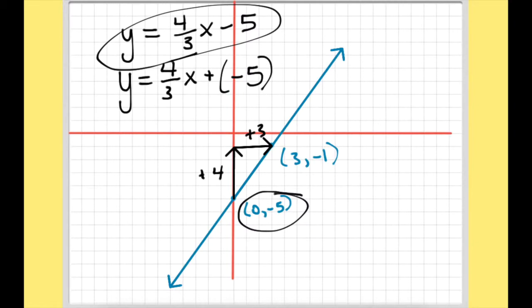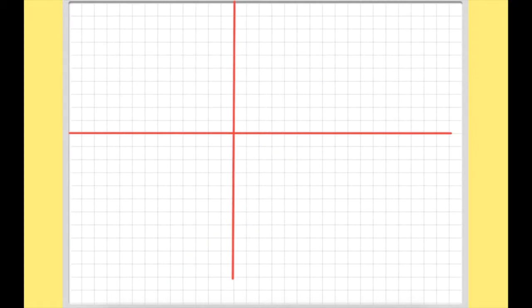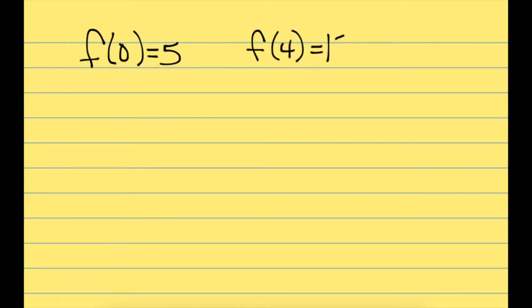Sometimes they'll give you those points in function notation and not give you the picture to go with it. In example 4, we're given f of 0 equals 5 and f of 4 equals 17. So the first thing I want you to notice here is that the first point they gave you has an x value of 0. This is your x, and this is kind of like your y because it's your output. Same over here.